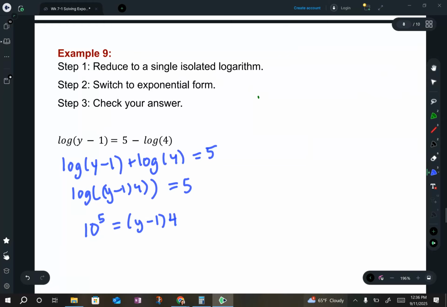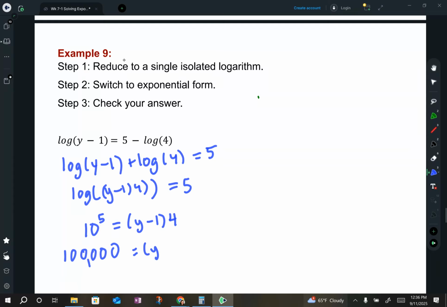All right, so 10 to the 5 is 1 with 5 zeros, which is 100,000. And that's equal to y minus 1 times 4. Divide both sides by 4, and we get 25,000 equals y minus 1. So y equals 25,001.